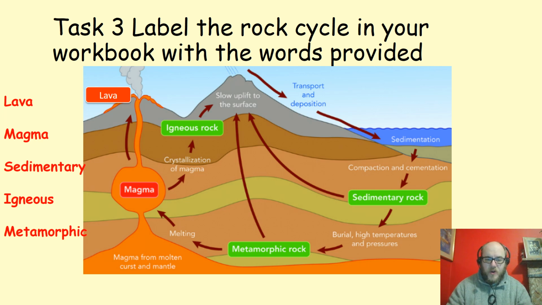The metamorphic rock can also end up melting and becoming magma again, and so this magma is constant churning of this metamorphic rock, completely melting before it becomes solid again to become an igneous rock, and so this is why it's a rock cycle.